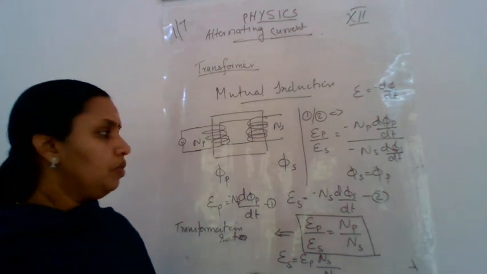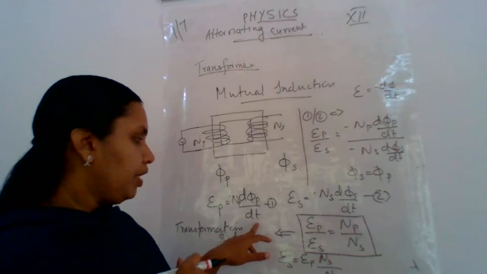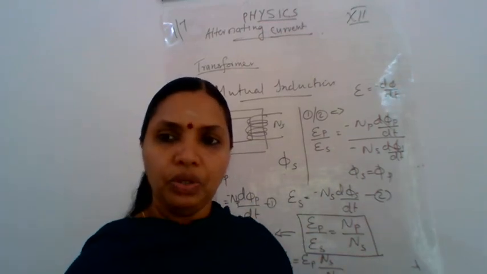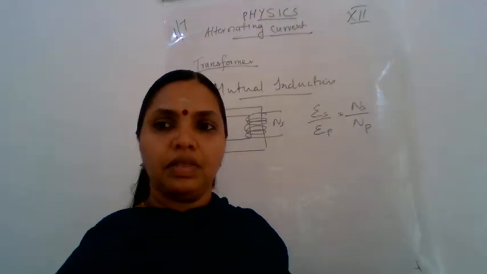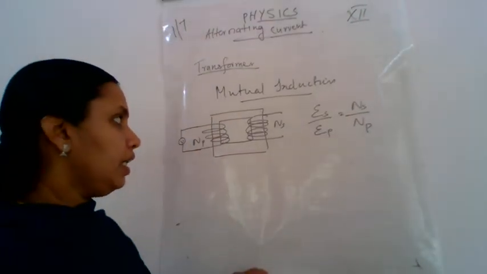Just considering the number of turns and flux, using this equation we get EP by ES is equal to NP by NS. Next we have to see what the current is in the primary and the secondary.